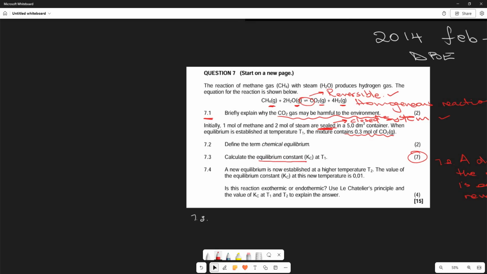Have it this side. So for me to calculate my Kc, I will have to talk about the, okay, I call it the rice table or rices, because I'm going to be using R-I-C-E. Okay, let me start with the table first.